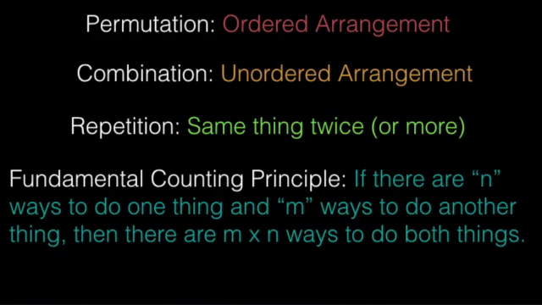Repetition, you already know what it means. Same thing happening 2 or more times, okay? In this context, repetition is either going to be allowed or not be allowed. We're either going to be allowed to take the same choice twice or not. And then lastly, the fundamental counting principle. If there are a certain number of ways to do one thing, different number of ways to do another thing, and I want to find out how many distinct possible ways there are to do both things, I'm going to multiply. All right, let's see how that works.